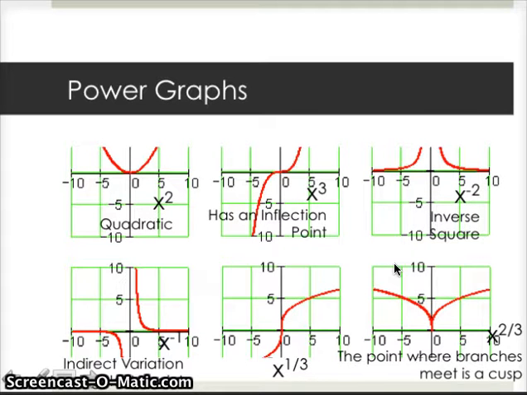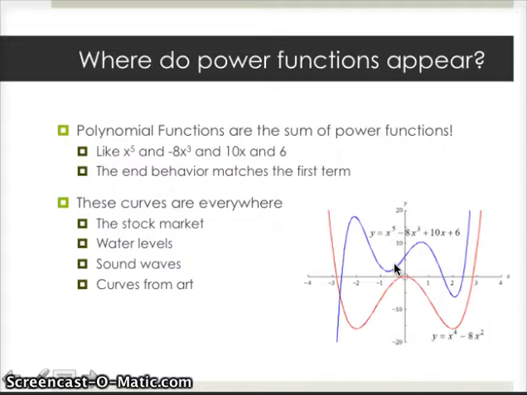Alright, and where do we see power functions? Where do they appear? Why are they so important? Because power functions are like the little pieces that come together to make polynomials. Each of the pieces, x to the 5th, negative 8x cubed, 10x, and 6, is a power function by itself, and together they make up an entire polynomial. And if we know about the power functions, we can know some things about that polynomial, such as the end behavior, which will match the power function of the first term.